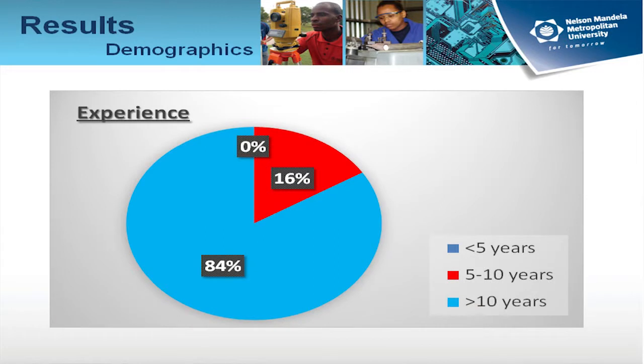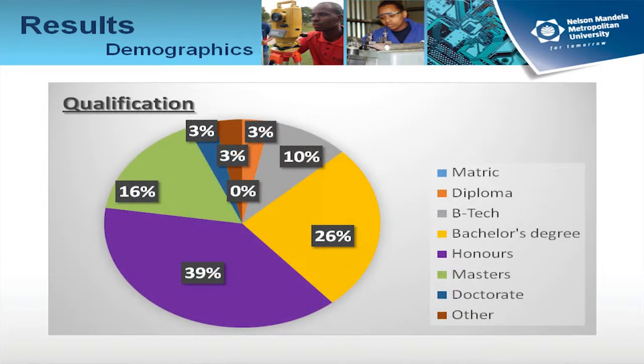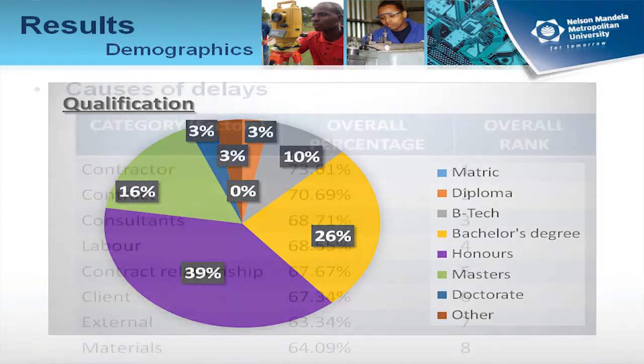In terms of experience, 84% of the respondents had over 10 years experience. The remainder had an experience of 5 to 10 years, and none of the respondents had less than 5 years experience. In terms of qualification, most of the respondents had a bachelor's degree and an honors degree, some having a BTech, very few having a doctorate, and the rest were split according to doctorate, diploma, and a BTech. None of them only had a matric certificate.